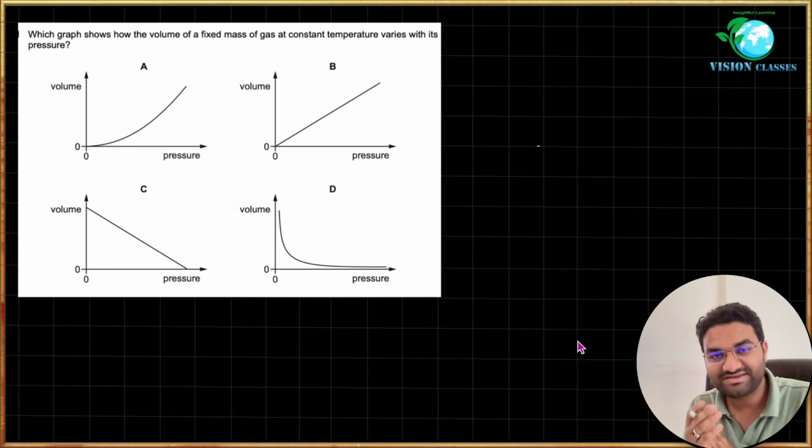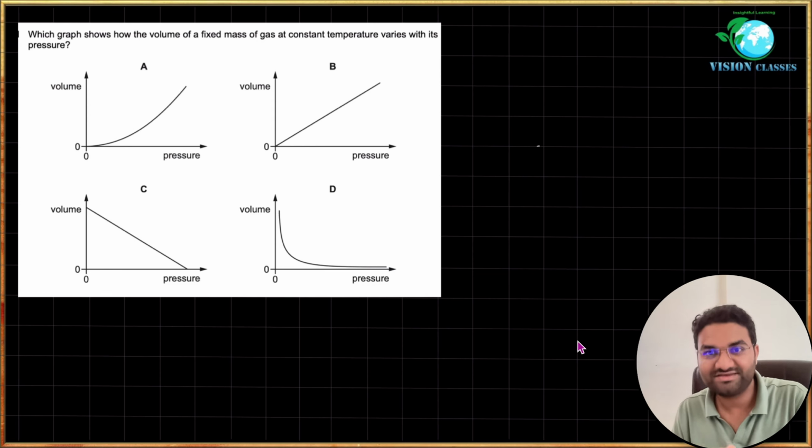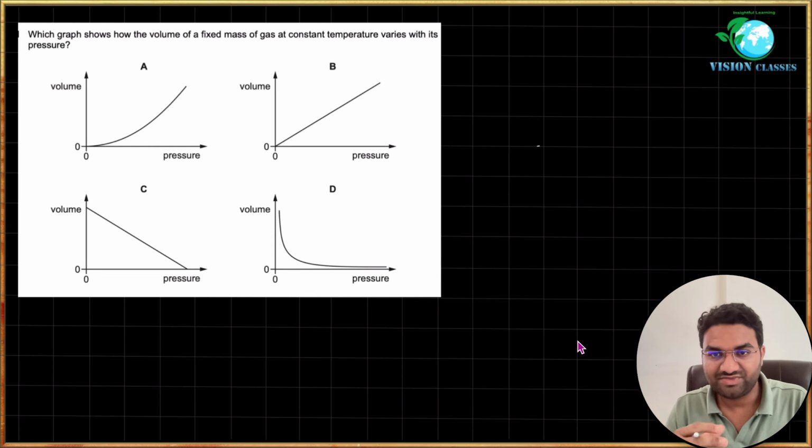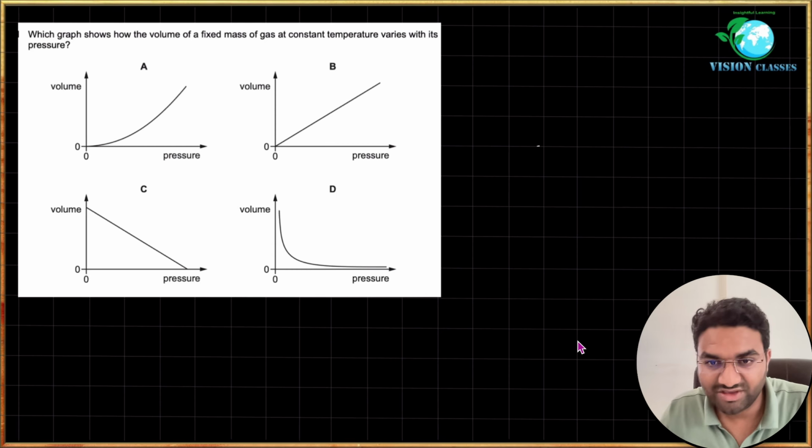So today we have to discuss IGCSE Physics, Thermal Physics, some of the MCQs from past year papers. These are the questions that give us a better idea of what kind of questions you get in the thermal physics part of the MCQ paper.